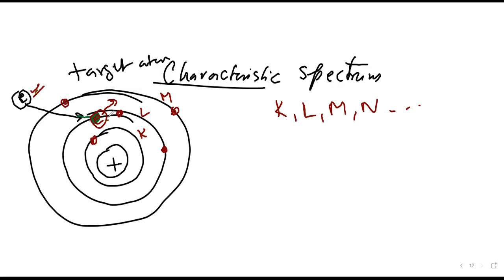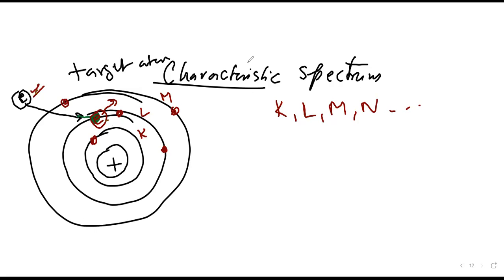So this will gain some energy. That means if it has a specific energy, it will go to a specific shell. For example, it could go to L, it could go to M, and go to N. But then it will come back again, which will then emit X-rays in terms of photons.